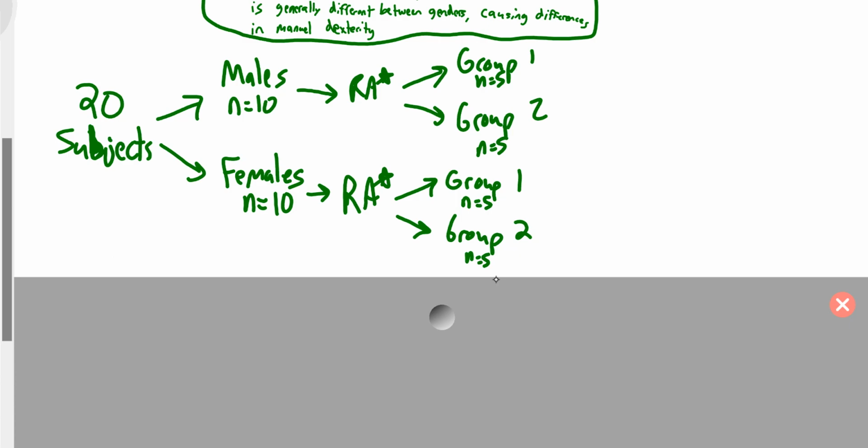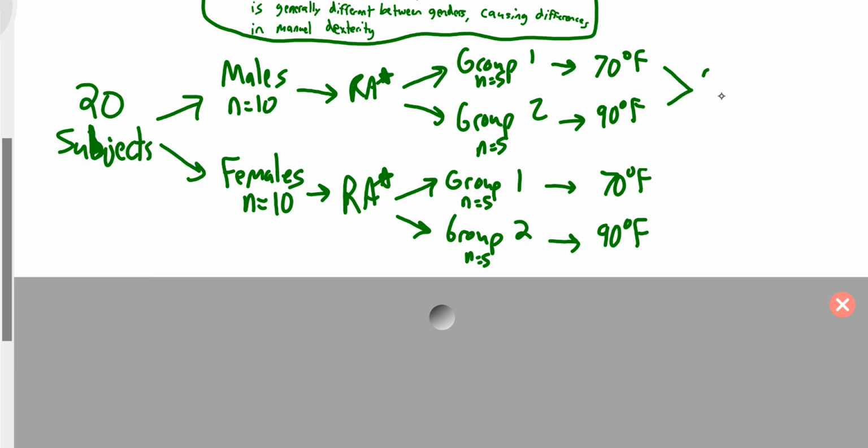Now, we're going to keep going. The treatments for this are going to be 70 degrees Fahrenheit and 90 degrees Fahrenheit. Same thing here. We've got to do 70 for one group, 90 for the other. And we want to compare. We're going to compare the number of insertions. But I'm going to do the exact same thing with both genders here. We're going to compare number of insertions.